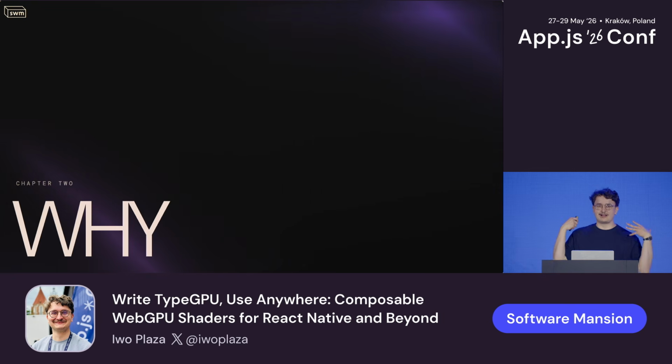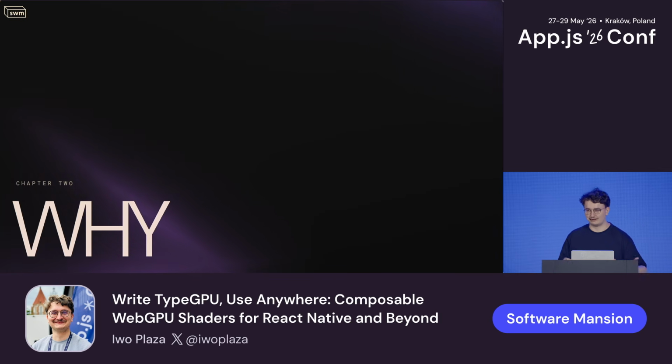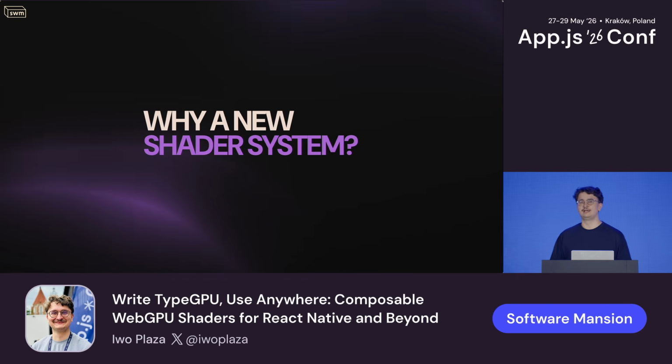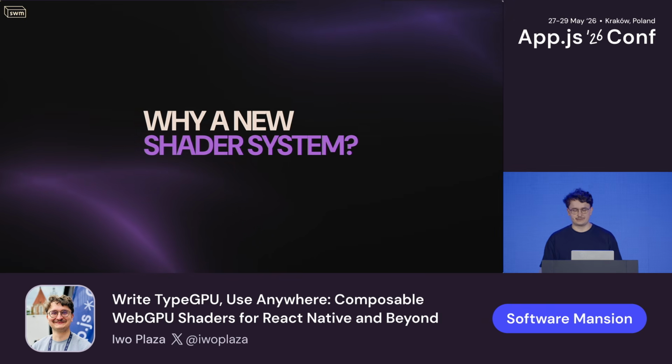So let's back up a bit, right? Why should you care about TypeGPU? Let's try to answer that. Why build a new shader system at all? We have so many cool libraries out there, right? Most in use by React Native developers are React Native Skia and Three.js through React Three Fiber. So where does TypeGPU fit into all of this?